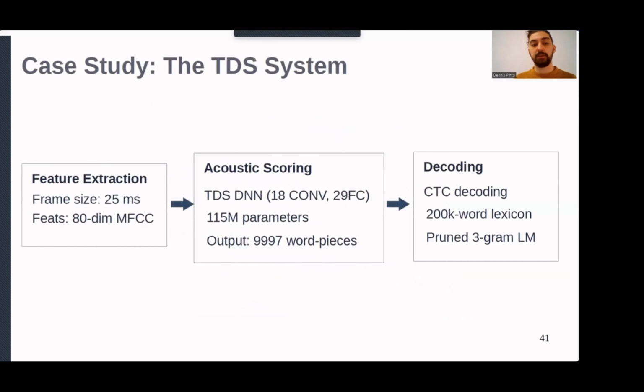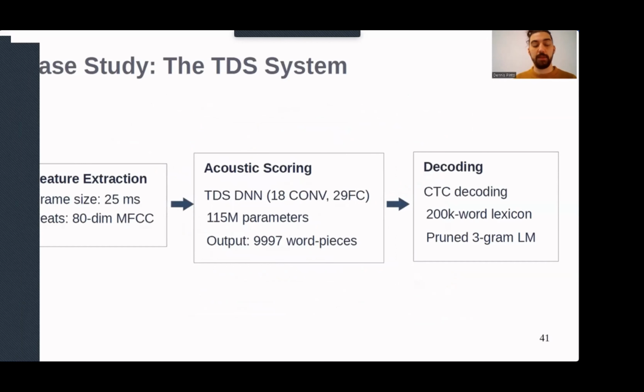The TDS system computes a feature frame for each 25 milliseconds of audio. The DNN acoustic model is a TDS network with 29 fully connected layers and 18 convolutional layers. The decoding graph is a lexicon tree that contains about 200,000 words. In this case, the acoustic units are not letters. Instead, this system uses word pieces, which are fragments of words obtained offline by an iterative optimization process.